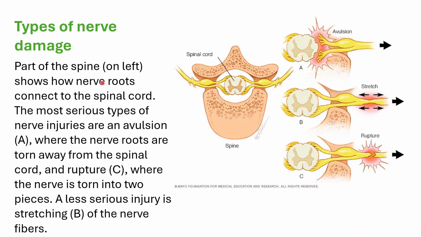Part of the spine shows how the nerve roots connect to the spinal cord. The most serious types of nerve injuries are an avulsion fracture, where the nerve roots are torn away from the spinal cord, and rupture, where the nerve is torn into two pieces. A less serious injury is stretching of the nerve fibers.